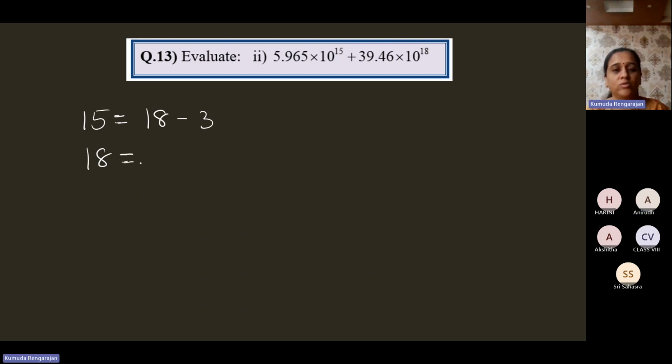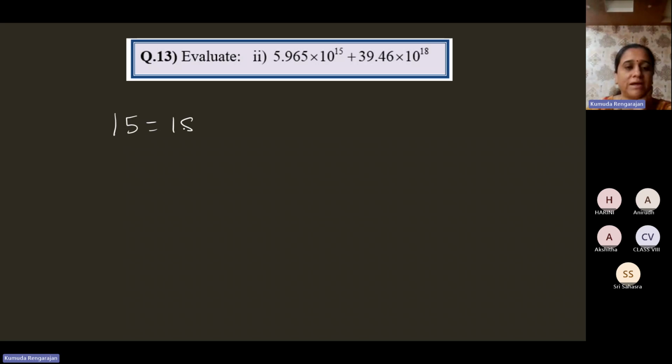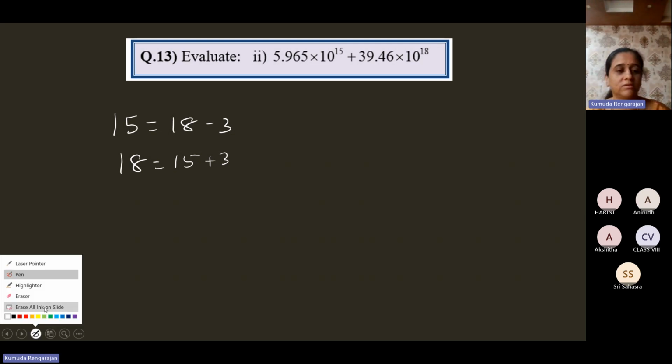Yeah, children. How do you write 18 using 15? 15 plus 3. Yes, ma'am. So 15 is 18 minus 3. Should write 15 using 18. So 15 is 18 minus 3, and 18 is 15 plus 3. Okay. Now work it using both the methods.